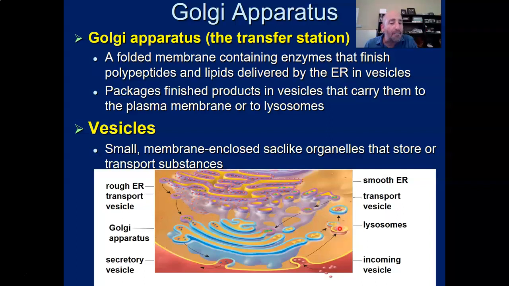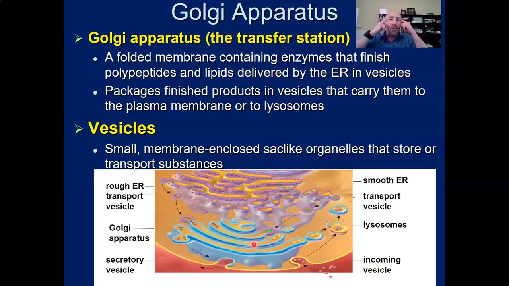These little circle things here, these are all vesicles. Vesicles can bring things into the cell. Vesicles can put things out of the cell. Vesicles can bring stuff from the rough endoplasmic reticulum to the Golgi apparatus. Vesicles can bring lipids from the smooth ER to the Golgi apparatus. So vesicles are there for transport.